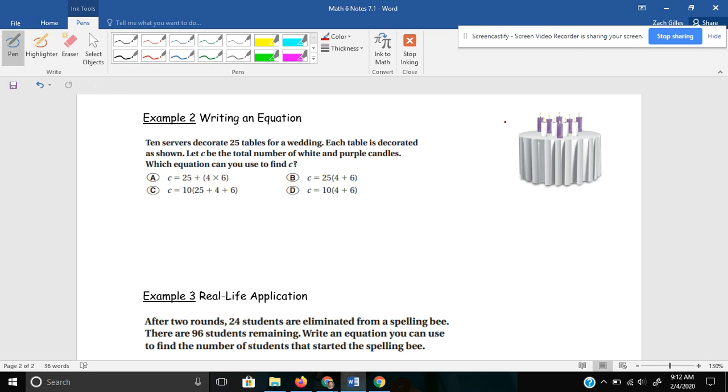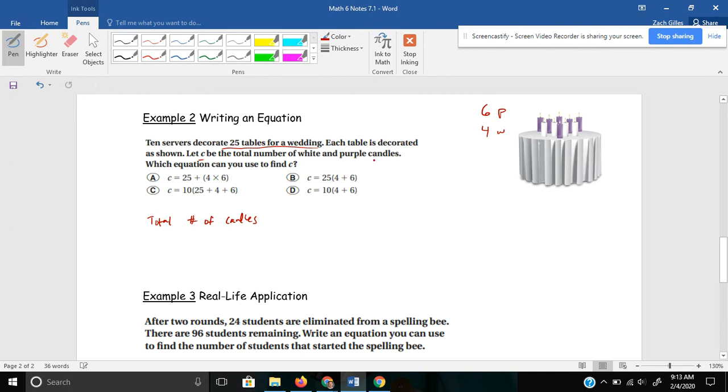Okay, so let's think about this. There's 25 tables total for a wedding. And C is the total number of candles. Okay, let's count. I have 1, 2, 3, 4, 5, I have 6 purple candles, and I have 1, 2, 3, 4, I have 4 white candles. Okay, so if I were to write this out in words, I would say the total number of candles, because again, that's what we're looking for.